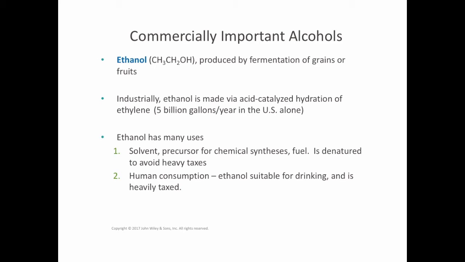Ethanol you're familiar with. It's produced by fermentation of grains or fruits. Industrially, it's made via an acid-catalyzed hydration of ethylene. U.S. alone, about 5 billion gallons are produced per year. It's used as a solvent, as a precursor for chemical syntheses, fuel, and it is denatured. However, for human consumption, ethanol must be suitable for drinking and is heavily taxed.